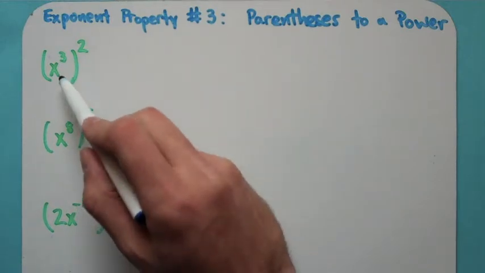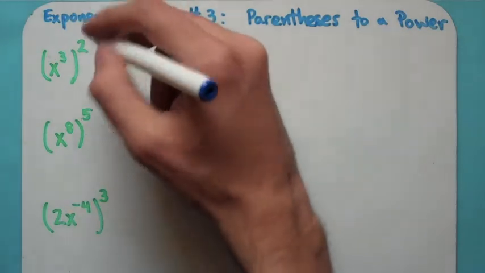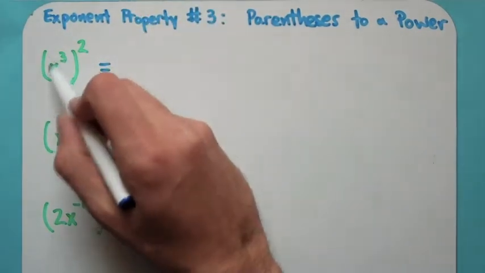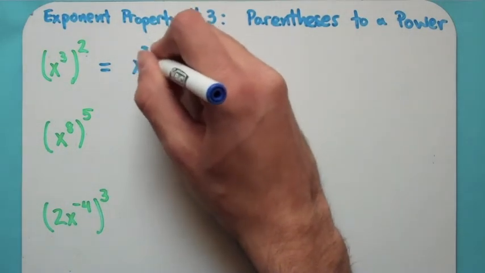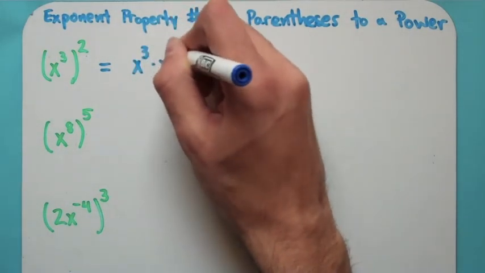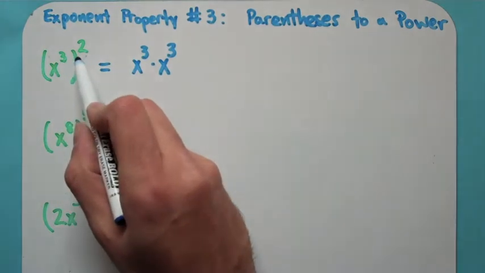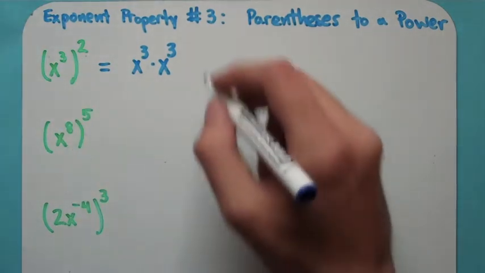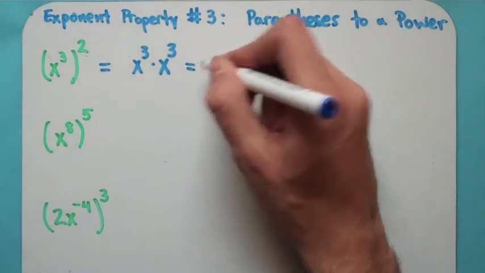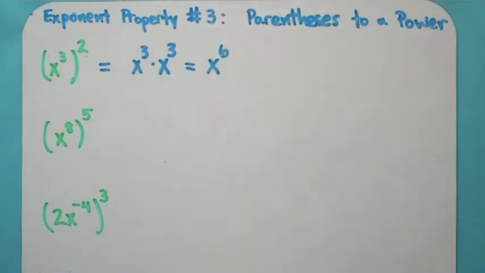So when you have x to the third squared, that really means you're multiplying x to the third by itself twice. So this really means x to the third times x to the third, because we're taking it and multiplying it by itself 2 times. Well, using our property number 1, they're side by side, you just add the exponents, so this is really just x to the 6th.